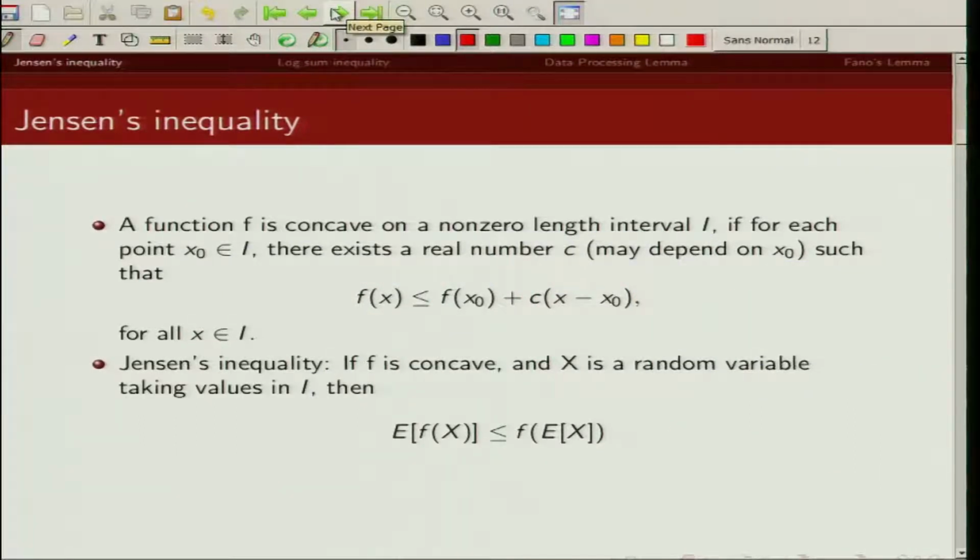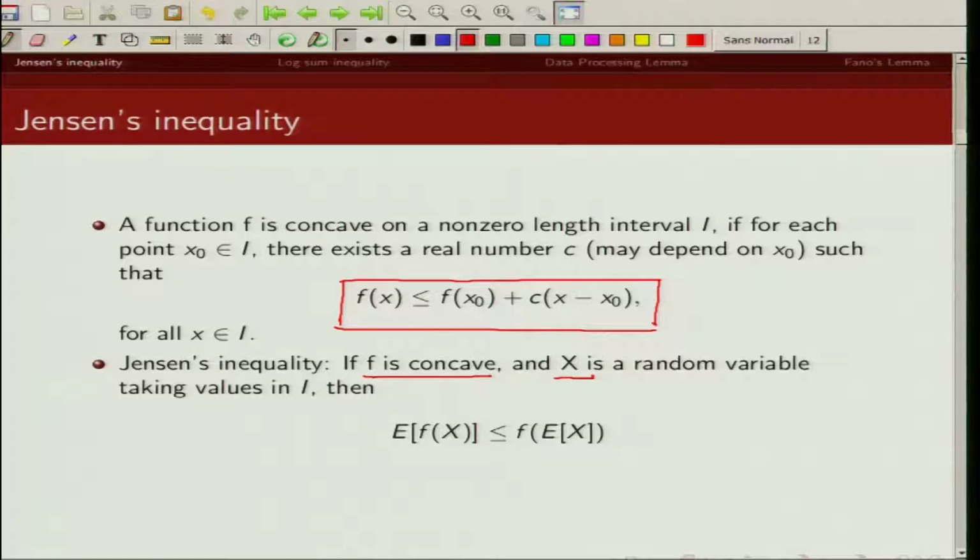Now we will use this result to obtain Jensen's inequality, which says that if the function is concave and we have a random variable x that takes values within the interval over which this function f of x is defined, or over the interval where the function is concave, then the expected value of the function is less than or equal to the function evaluated at the expected value of x. Now let us look at the proof of this. We will get the proof from this result.